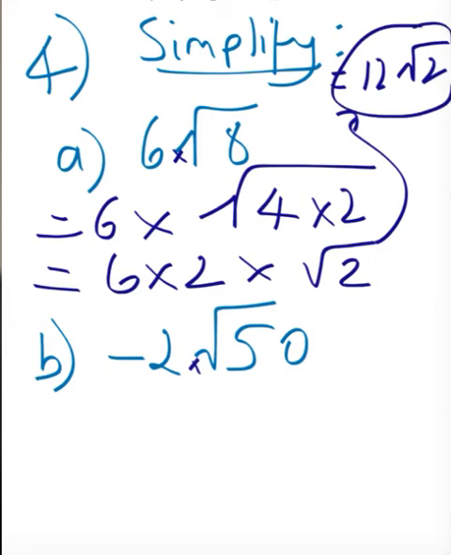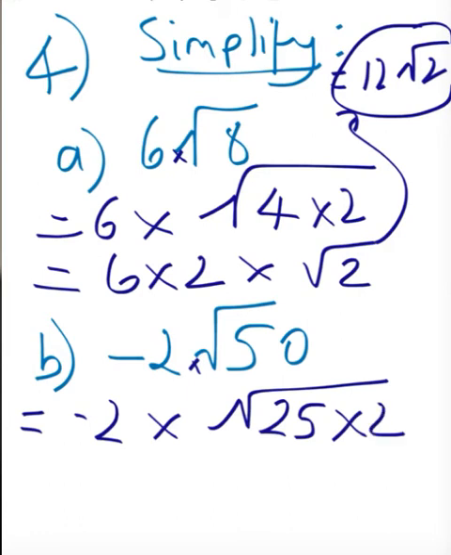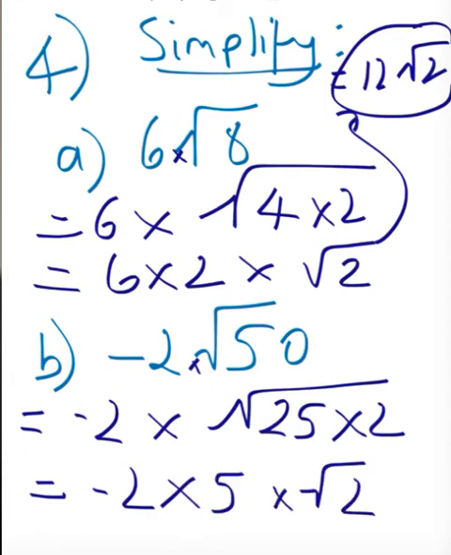With B, we've got minus 2 times, and a perfect square that goes into 50, I know that 25 times 2 gives me 50. So the square root of 25 is just 5, and then the square root of 2 is stuck there. So minus 2 times 5 is minus 10, square root 2. That's your answer.